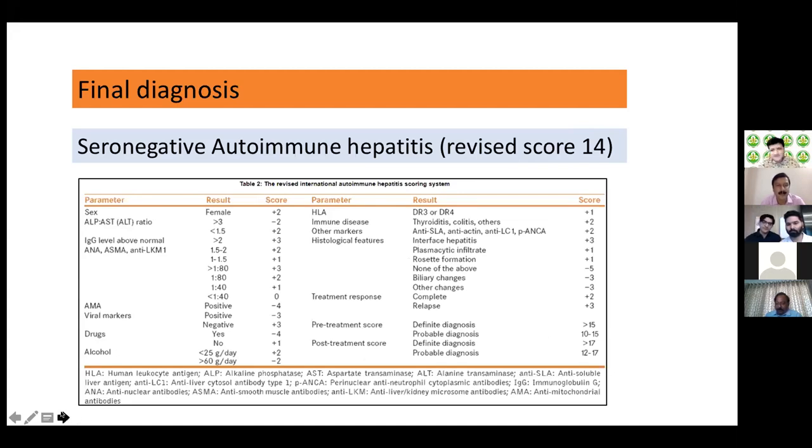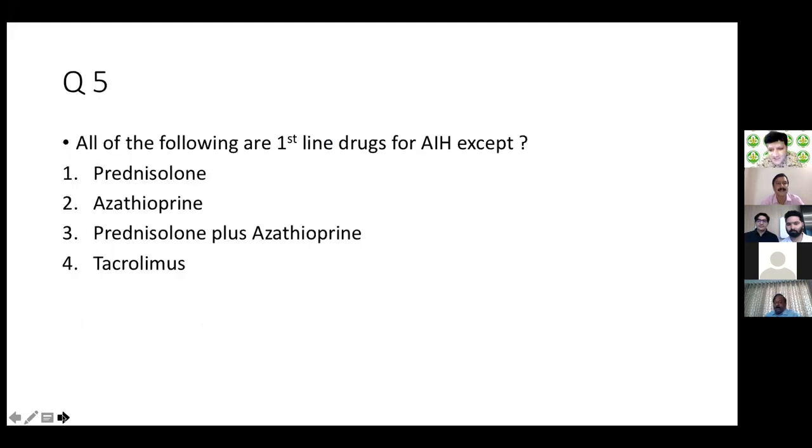Yeah, so can we take the poll question, sir, before? Okay, we'll take a poll question. All of the following are the first line drugs for AIH except prednisolone, azathioprine, prednisolone plus azathioprine, and tacrolimus. Tacrolimus got almost 93, 94%. I think everybody agrees with tacrolimus as the drug. Yeah, it's not the first line. That's fine.